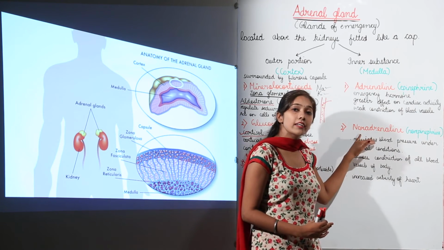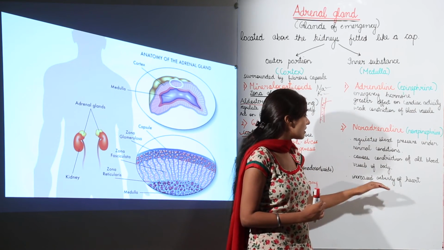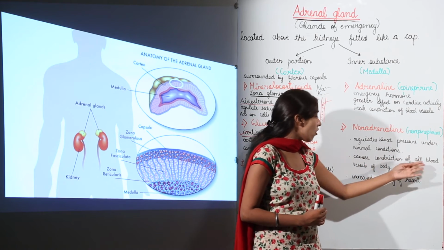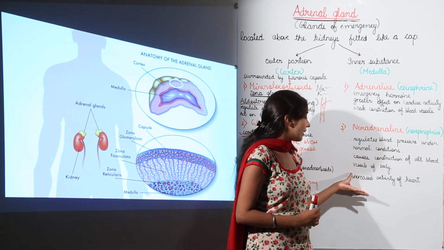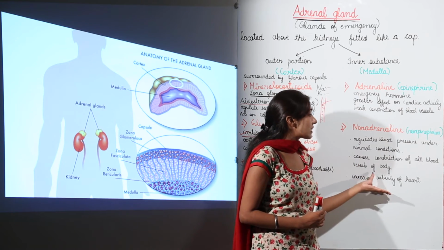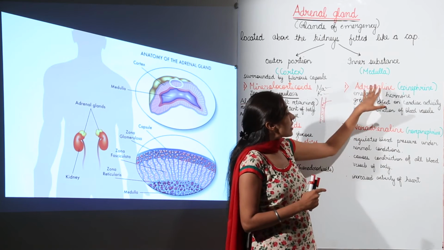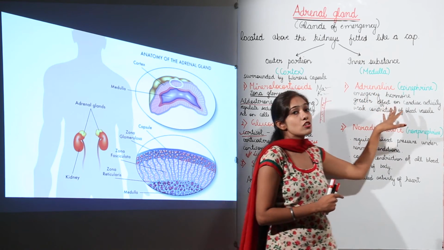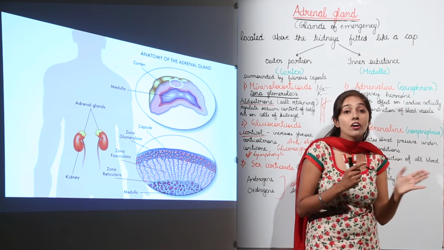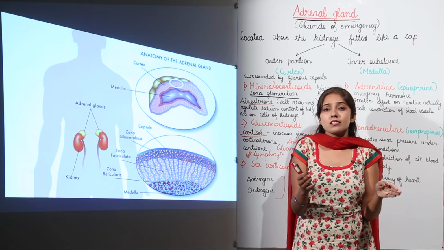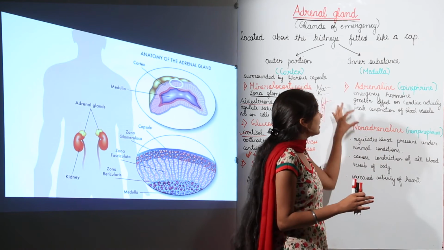Now what does noradrenaline do? Let us read this. It regulates blood pressure under normal conditions. It causes constriction of all blood vessels of the body, and it leads to increased activity of the heart. But remember, in this case, adrenaline has greater effect on the cardiac activity, on your heart, I mean to say. So there are no major differences, but the difference lies between these two points.